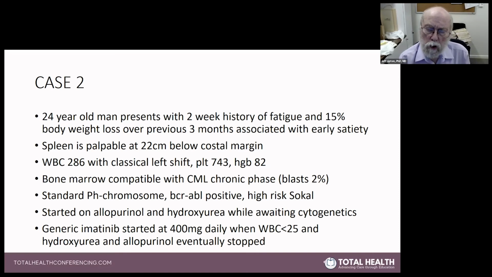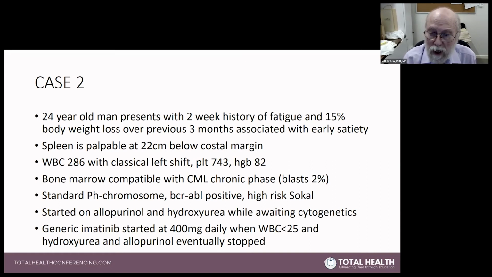So initially, while we're trying to figure out what this patient has to be sure, debulking the patient with allopurinol and hydroxyurea until the cytogenetics or the molecular comes back showing it is CML. And in this case, generic imatinib was started at 400 milligrams daily. Now, some people will argue, should you start a second generation drug when you have high so-called risk? Perhaps there is an advantage over imatinib in the randomized studies, but imatinib is not a wrong choice. And because of coverage, this person only could start on imatinib.